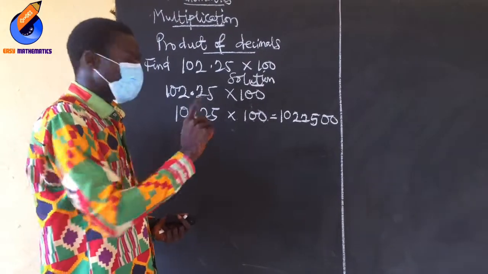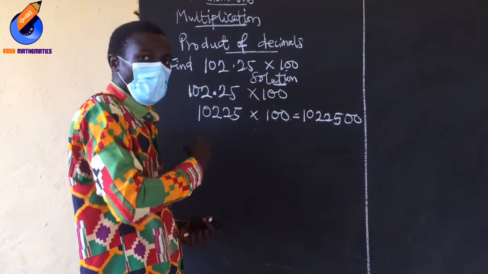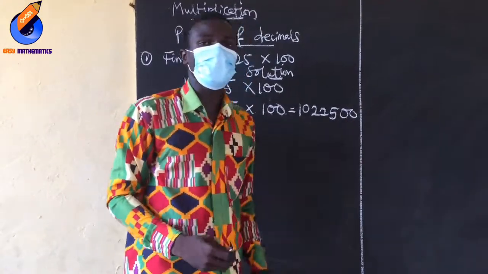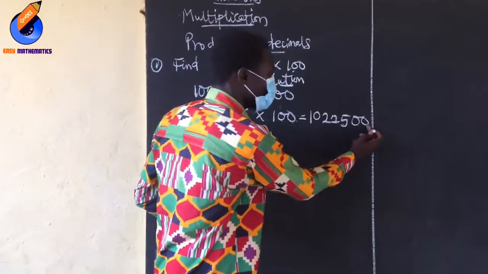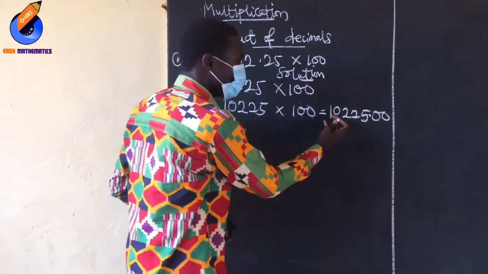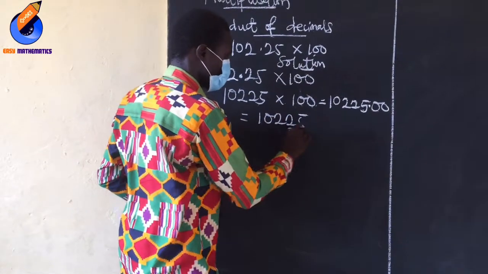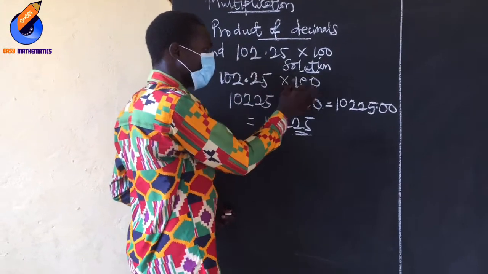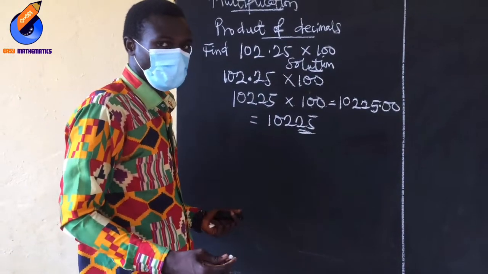So this number times 100 is this. But remember, there was a decimal point, but we took off the decimal point. How many numbers were after the decimal point? 2 numbers. So in your final answer, you should make sure that there are 2 numbers after the decimal point. So I'm going to start from the 0. 1, 2. I'll bring my point here. And this number is the same as this. So that means 102.25 times 100 will give me this as my answer.